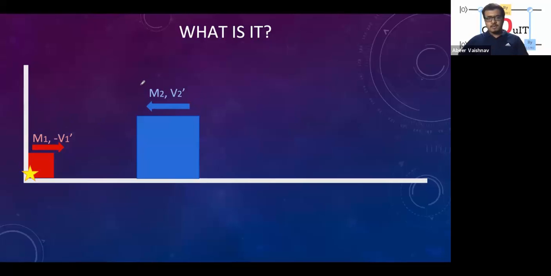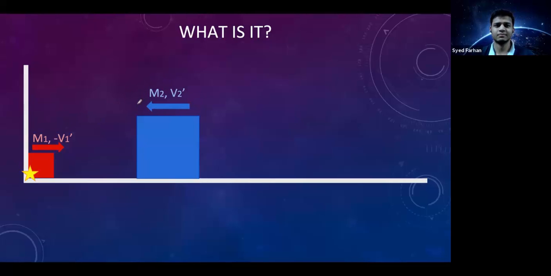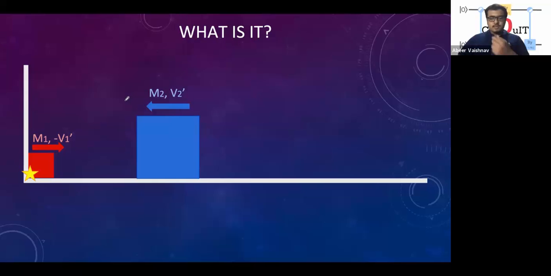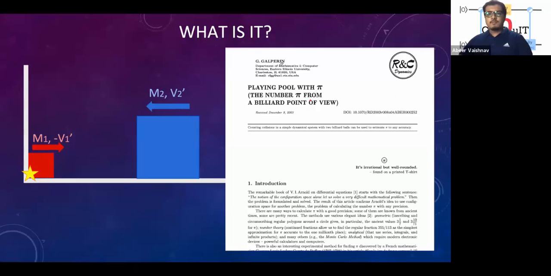So we get pi in only certain cases. Here I've taken general masses m1 and m2, but we get pi in only certain cases, and it's portrayed really well in this particular paper from G. Galperin, from 2003. It's a pretty old paper, but it gives an idea of how these two blocks come up with the value of pi. And this only happens in certain cases, and we'll discuss when that happens.